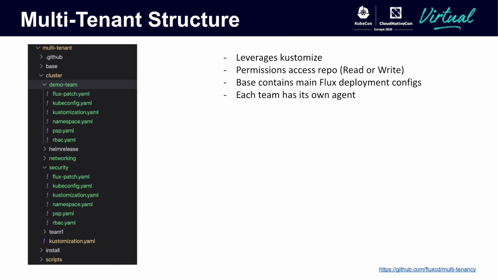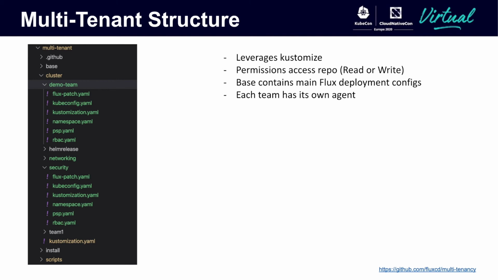And so this is what that tenant structure would look like. It's similar to the single tenant structure, but it doesn't have the nested folders within the team folders. So all the team folders would go under the cluster directory. And so, like I said, there's the agent description for Flux. Then you have your config file, kubeconfig. This is all leveraged on Kustomize.